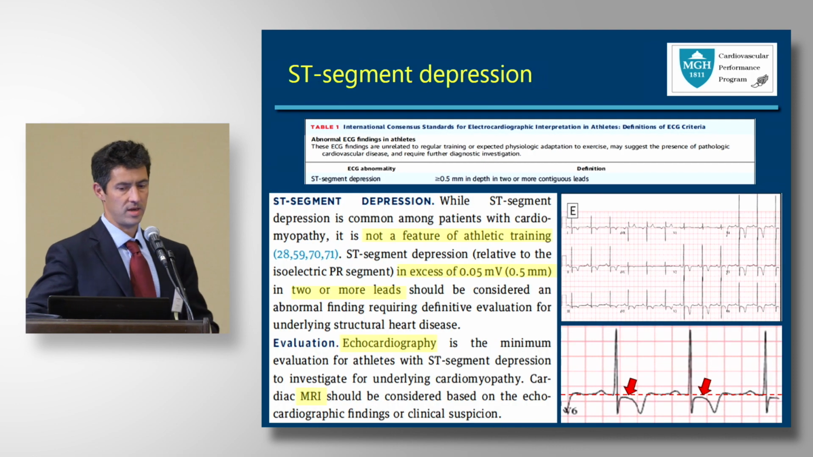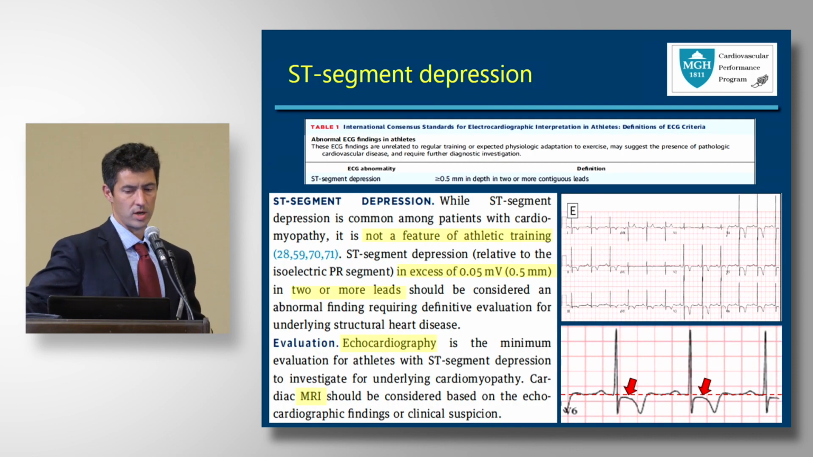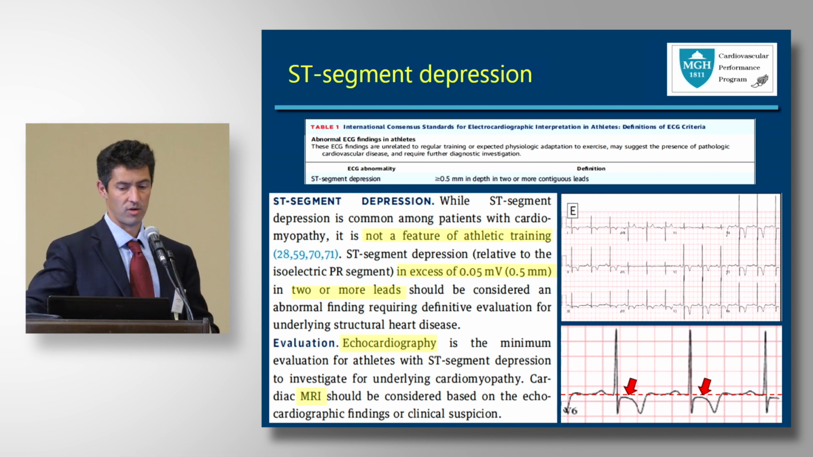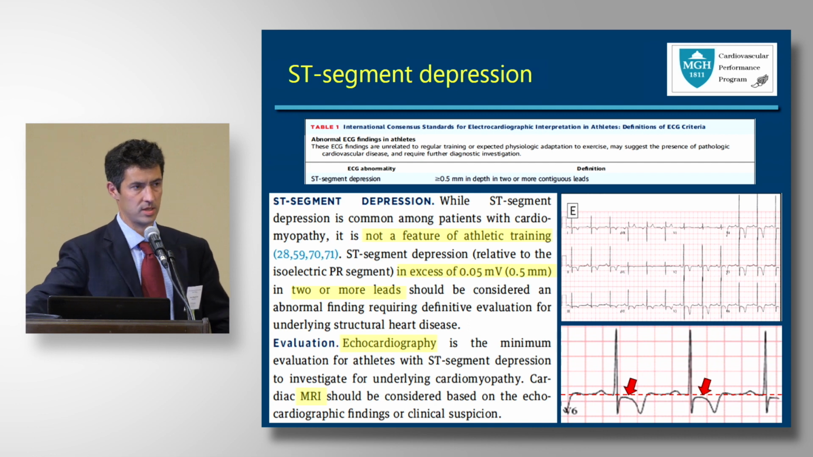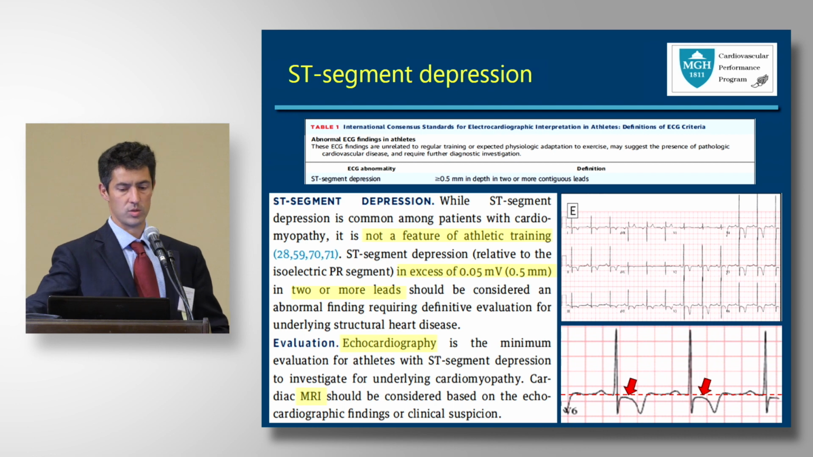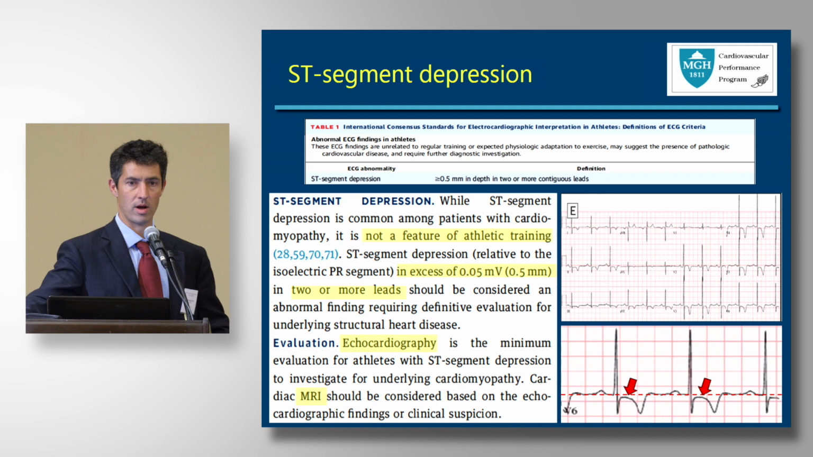So let's look quickly at the text here that defines ST segment depression. Again, the definition as proposed in this document is ST segment depression below the isoelectric baseline of greater than 0.5 millimeters in two or more contiguous leads. The text makes it clear that this is not a feature of athletic training in any way, shape, or form. Again, it must be in two or more leads, and the first follow-up assessment test here to rule out structural heart disease would be your transthoracic echo with a very low threshold to proceed to cardiac MRI should echo be in any way, shape, or form suboptimal.